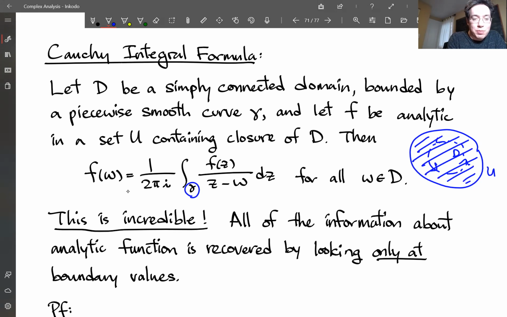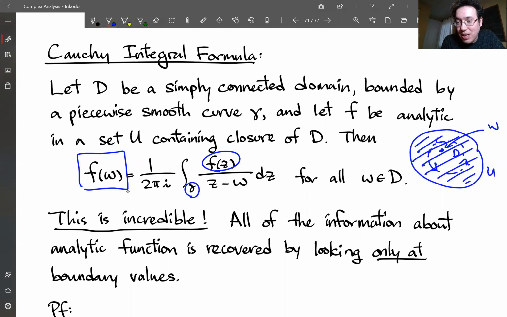This formula is true. The function evaluated at any point W inside of D, you could actually evaluate by not looking at the function there, only looking at the function along the outside of D, or the boundary of D. So you integrate along the boundary of D, and you get to evaluate the function inside at W, with some constant 2 pi i involved.